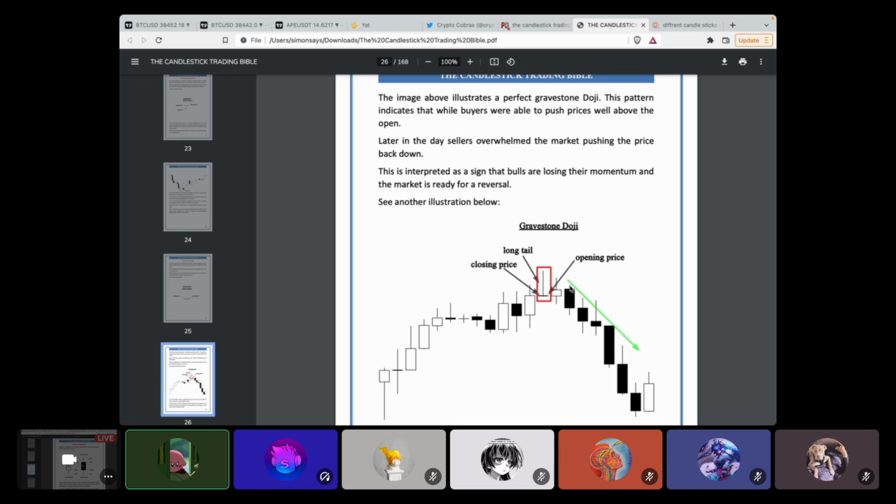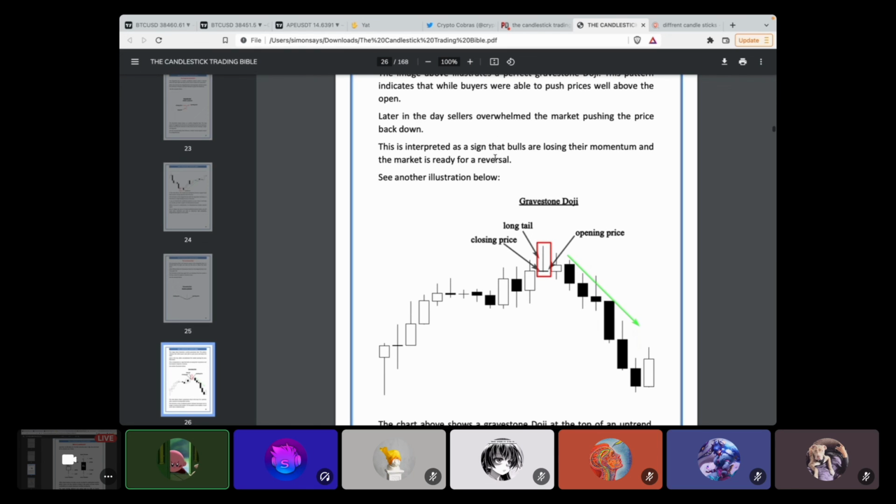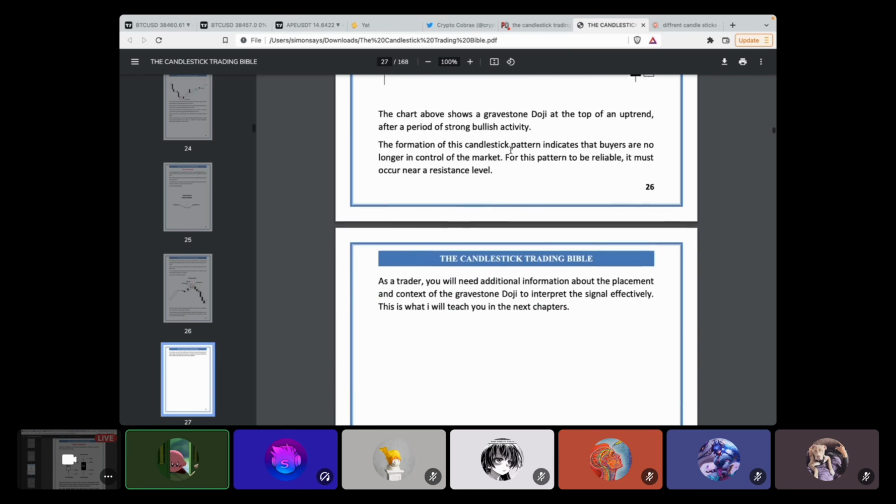And that came 2 candle closes after this Dragonfly Doji, so you don't have to rush into it right away, especially if it's on a higher time frame. Wait for that next candle to build, see what the next candle is gonna say in the trend. Always anticipate those closes. So this is illustrating when the buyers push the price well above the open. Later in the day, sellers overwhelmed them, pushing the price back down. This is interpreted as a sign that the bulls are losing momentum.